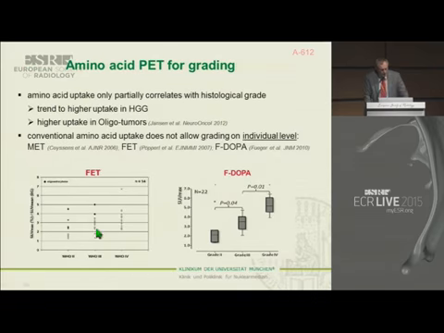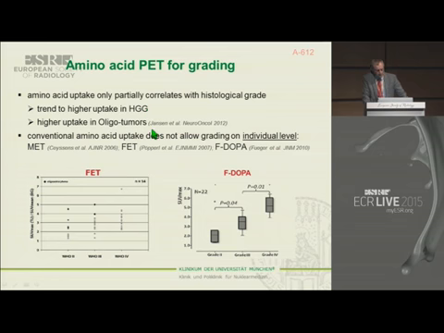Another problem of the amino acid PET is that compared to FDG, it's not so well suitable for grading. The amino acid uptake only very weakly correlates with the histological grades. Also, high-grade gliomas tend to have a higher uptake.